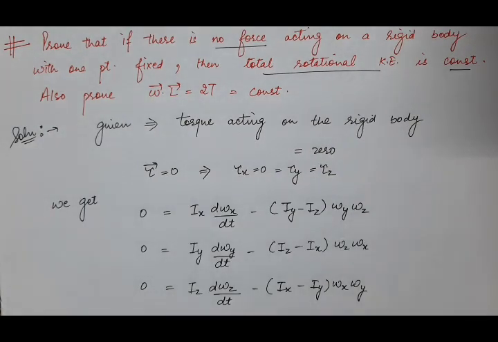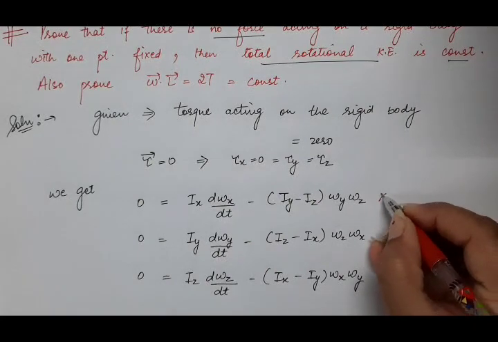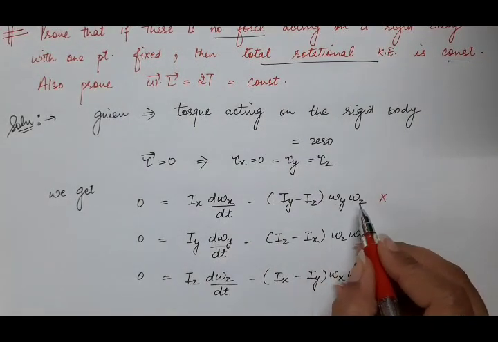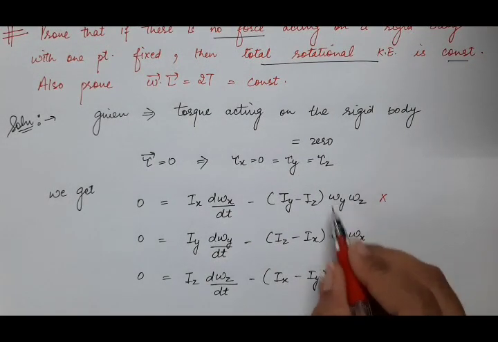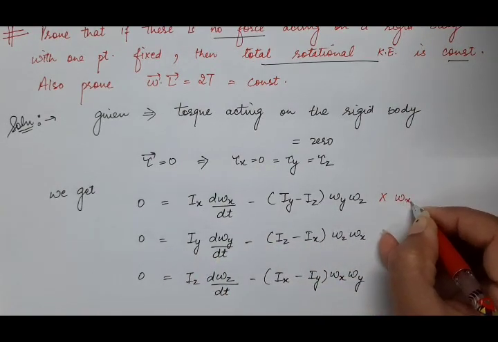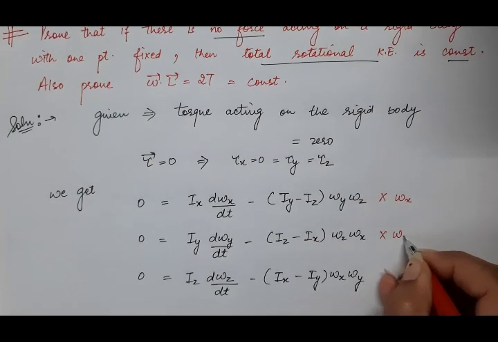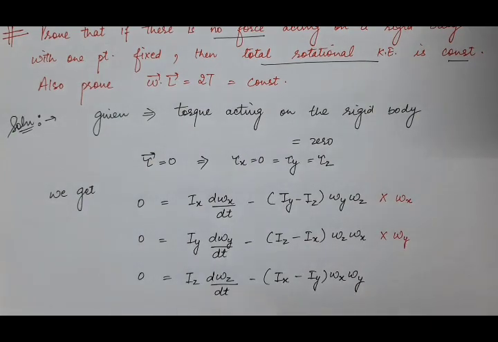So by putting tau x, tau y, tau z equal to 0, we will get these three equations. Now in these three equations, here in equation 1 we have omega y into omega z, so we don't have omega x here. So multiply this first equation by omega x. Here we don't have omega y, so multiply this second equation by omega y. And here we don't have omega z, so multiply this equation with omega z.